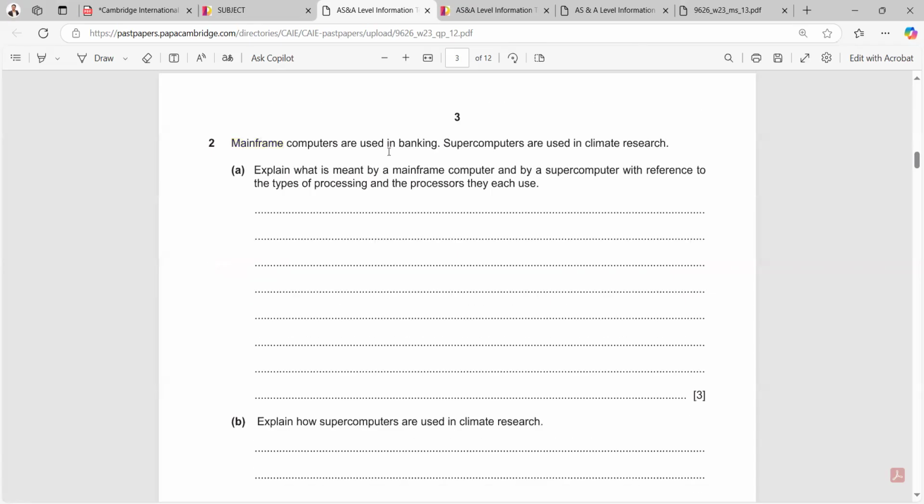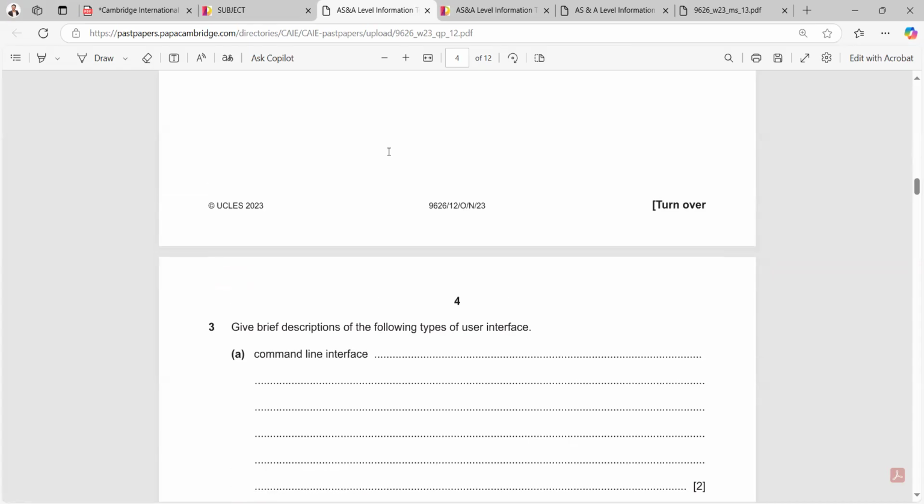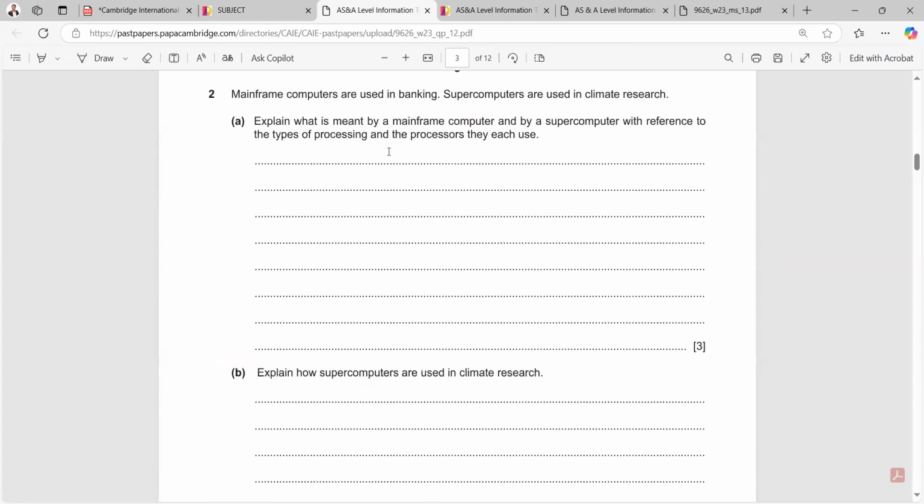Here is another question. Mainframe computers are used in banking, supercomputers are used in climate research. Explain what is meant by a mainframe computer and by a supercomputer, with reference to the type of processing and processors they each use. Explain how supercomputers are used in climate research. Can you give me any points for this?